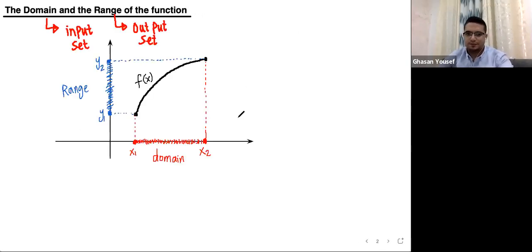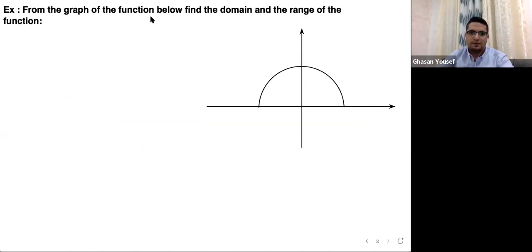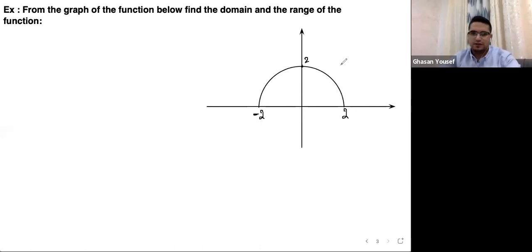The value here is -2. The value here is 2. And the value here is 2. The question is, find the domain and the range. What is the domain and the range of this function? Suppose this function is f of x. Now, what is the interval of the domain and what is the interval of the range of this function?